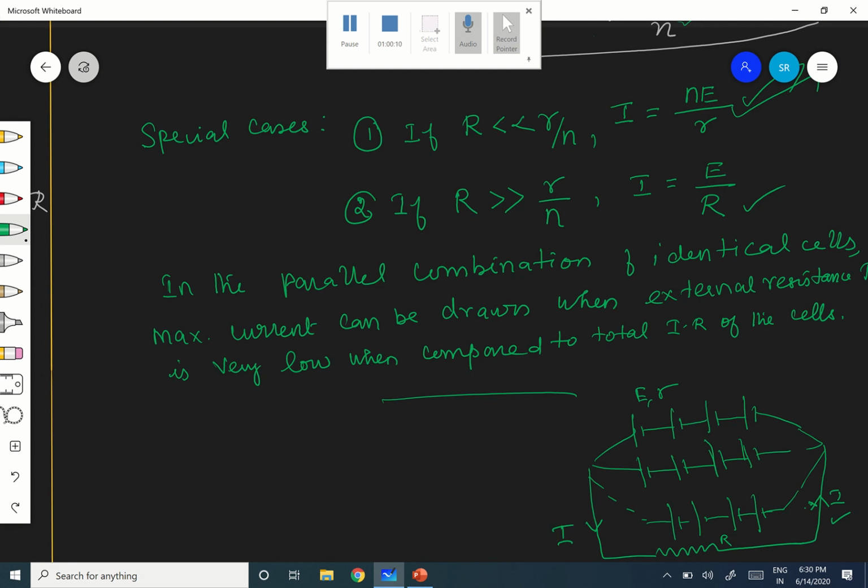So in the case of series, the external resistance should be more for drawing more current. In the case of parallel combination of identical cells, the external resistance should be less than the total internal resistance for drawing more current. But in the case of mixed combination, the external and internal resistance should be the same. Is it clear? That is it. We'll see later.